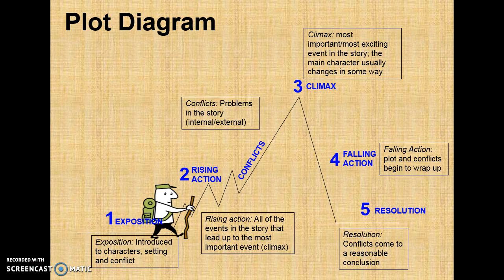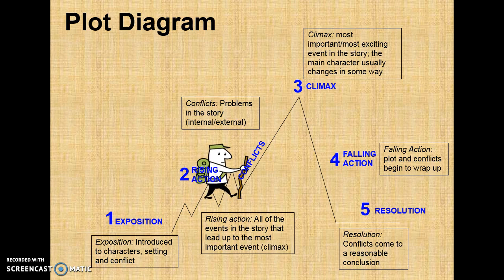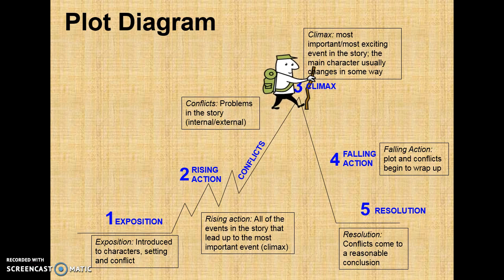All of the events in the story that lead up to the most important event, or the climax, make up the rising action. The conflicts are all of the problems in the story. These could be internal or external. The climax is the most important or most exciting event in the story. The main character usually changes in some way.